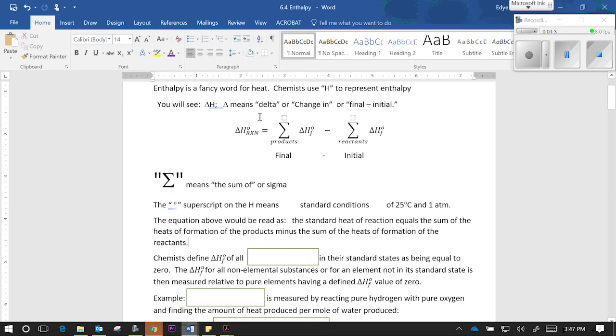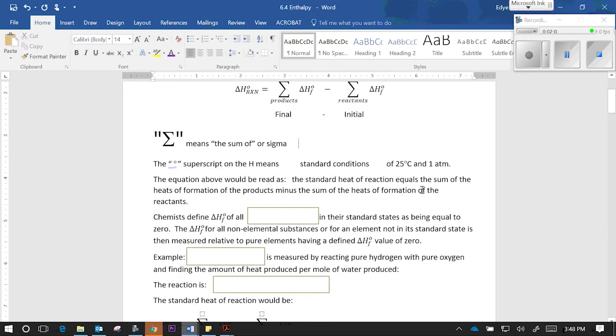Okay, and the way that we would read this whole equation is: the standard heat of reaction, that's this piece right here, is equal to the sum of the heats of formation of the products minus the sum of the heats of formation of the reactants. And again, don't worry, this is all new. It's like a foreign language, but we're going to go over it. You're going to learn everything.